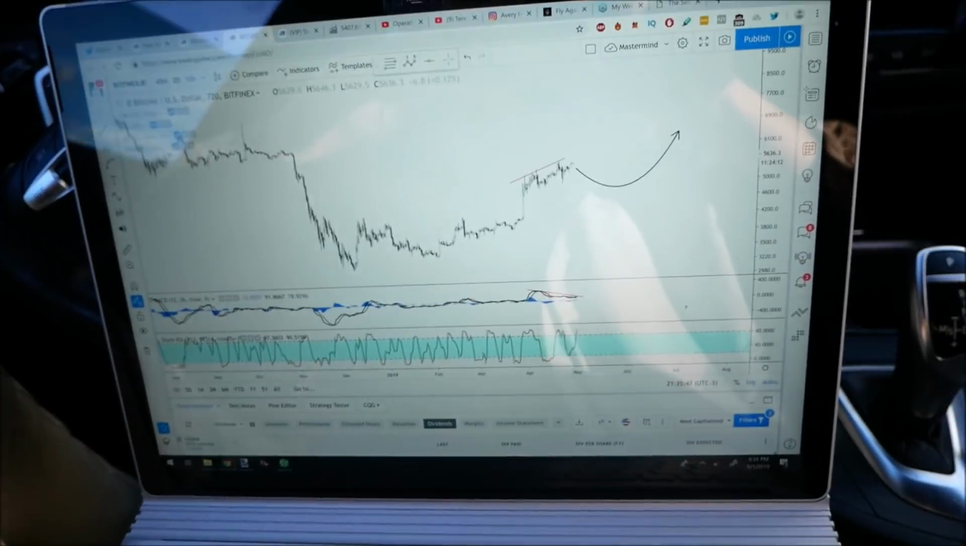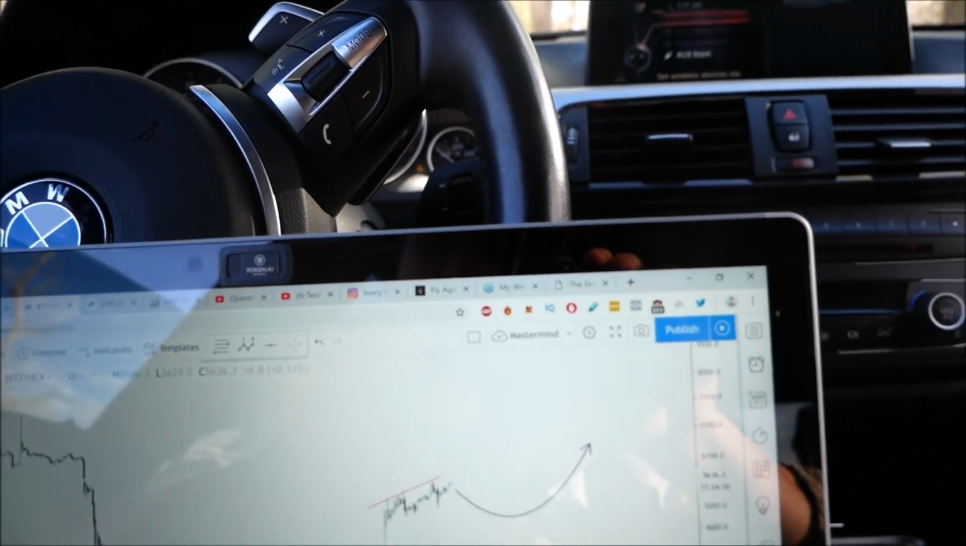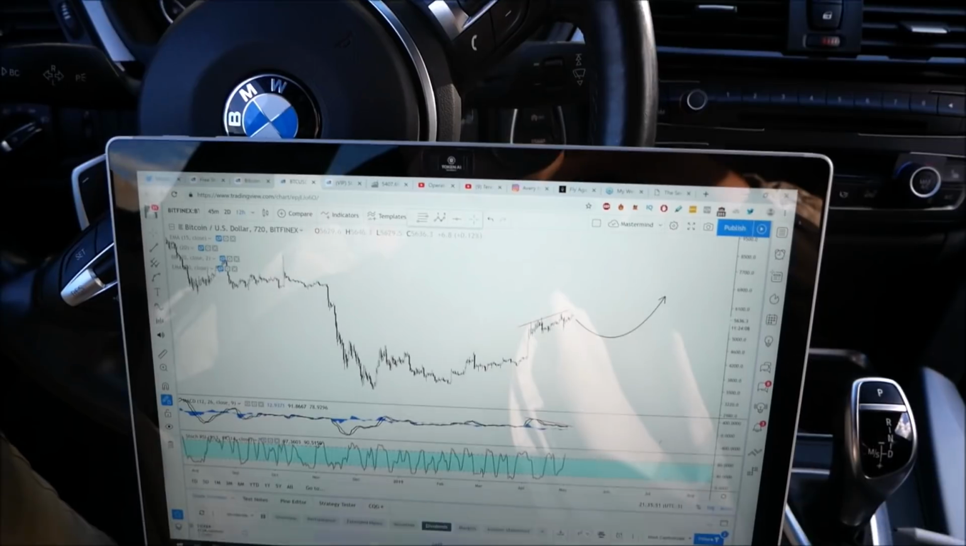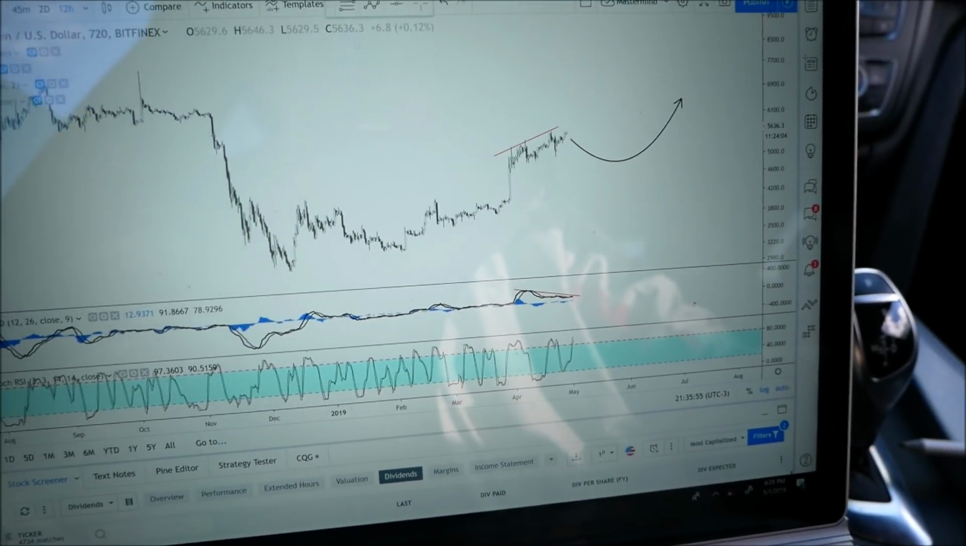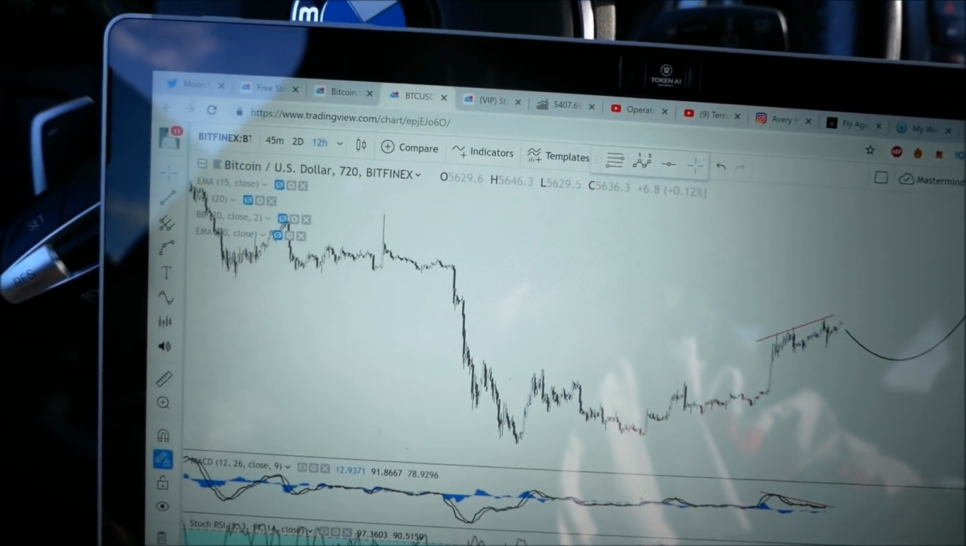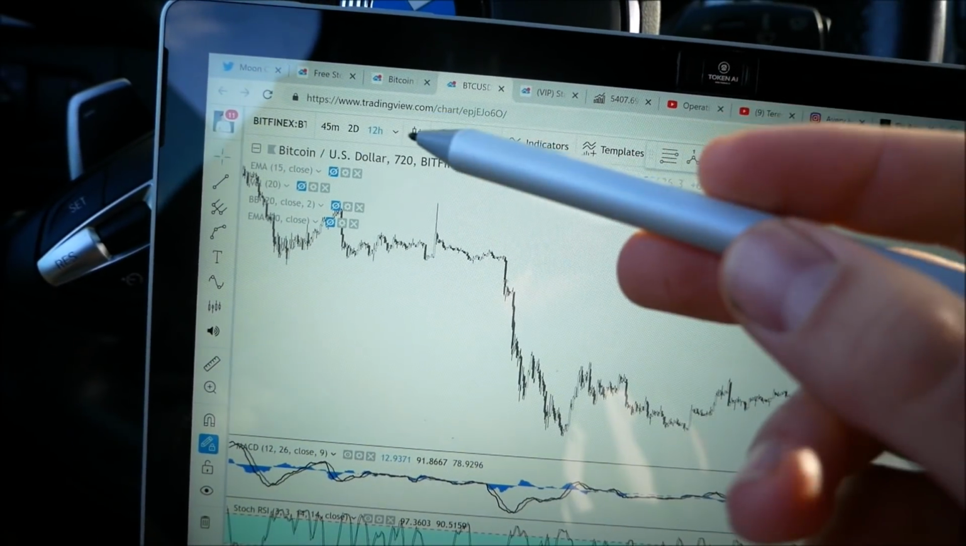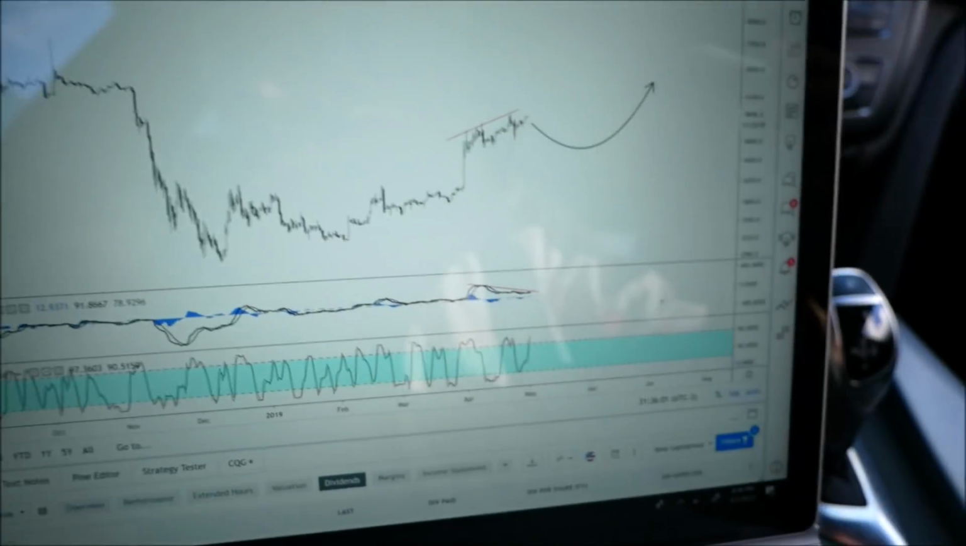Let me just switch the camera angle here for you guys. Alright. So, I have Bitcoin open on the 12-hour candlesticks, and as you can see, this is the Bitfinex chart.